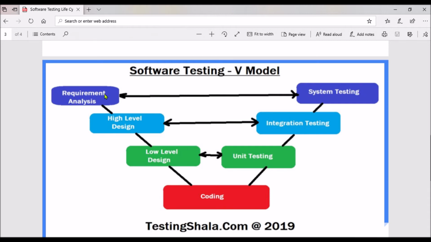And there is another type of testing which will be done at the last stage, which is user acceptance testing. User acceptance testing is done by our POs or PMs based on the requirement analysis document, and at the end of the day, user acceptance testing needs to be signed off to deliver the product to the client.